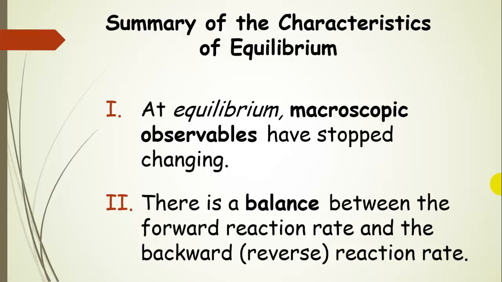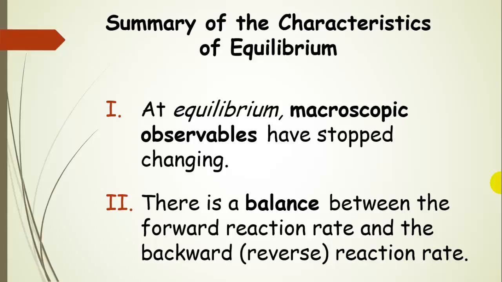So let's summarize what we've learned so far. We have a lot of concepts, and we're going to get a little bit more into the nitty-gritty about the equilibrium constant in the next video. But let's remind ourselves of what we've learned. At equilibrium, macroscopic observables have stopped changing. So that means it looks like nothing is happening. Now, at equilibrium, there's a balance between the forward reaction rate and the backward reaction rate, or the reverse reaction rate. So those rates are equal.